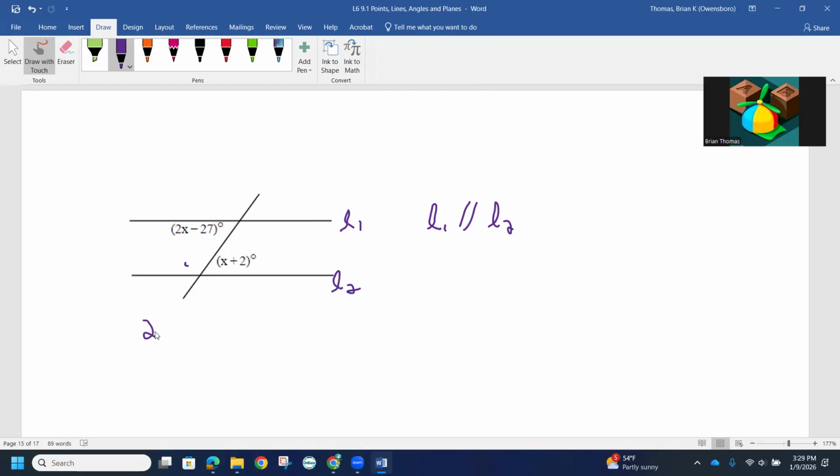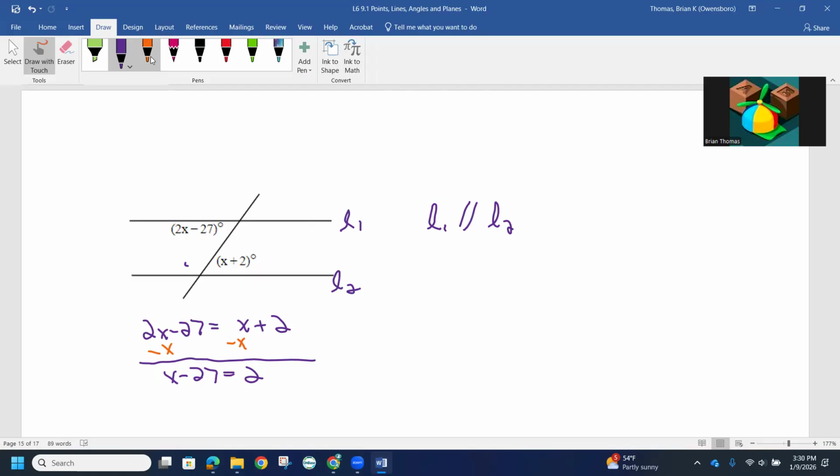So we know that this 2x minus 27 must equal this x plus 2. So we can set them equal to each other. Notice how we can create an equation using that information. That geometry allows us to generate an equation. Now I want to get the variable on the same side, so I'm going to subtract x here, as long as I subtract an x over there. So this is going to give me x minus 27 is equal to 2.